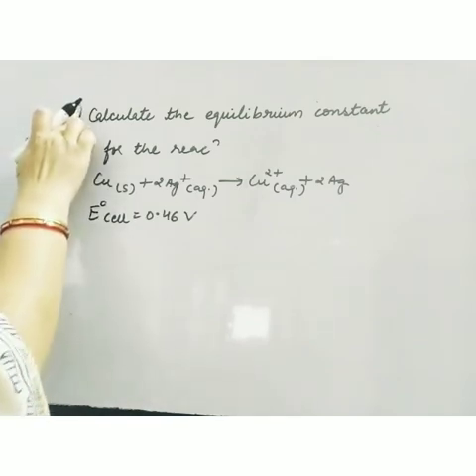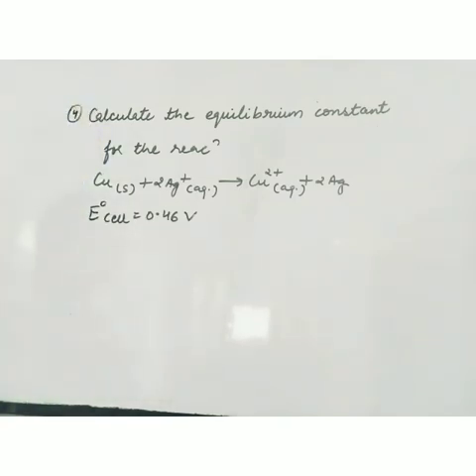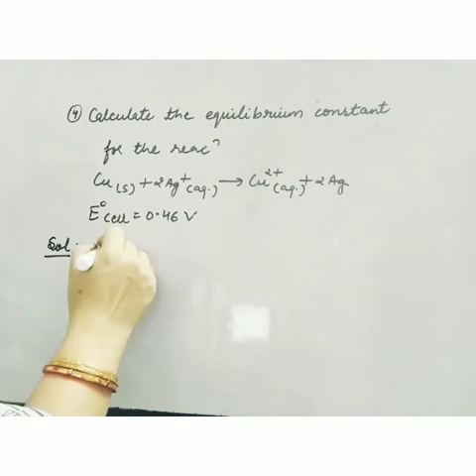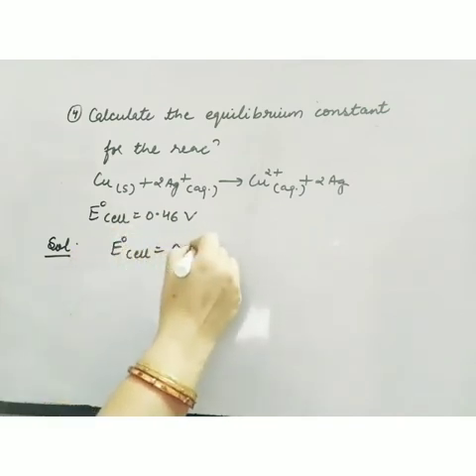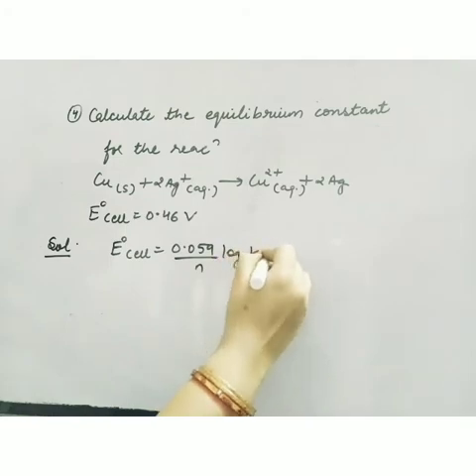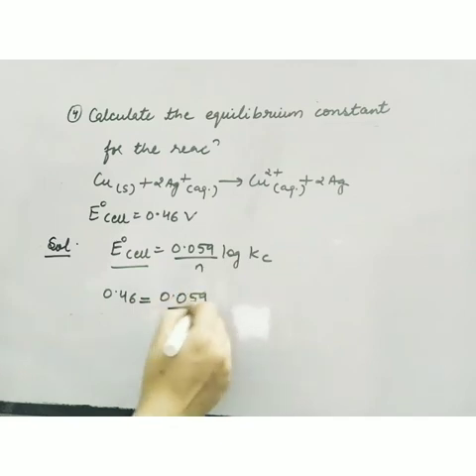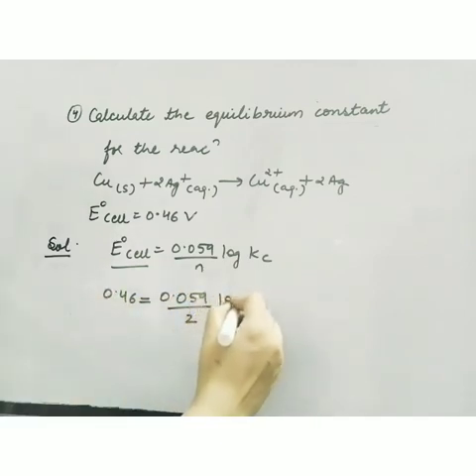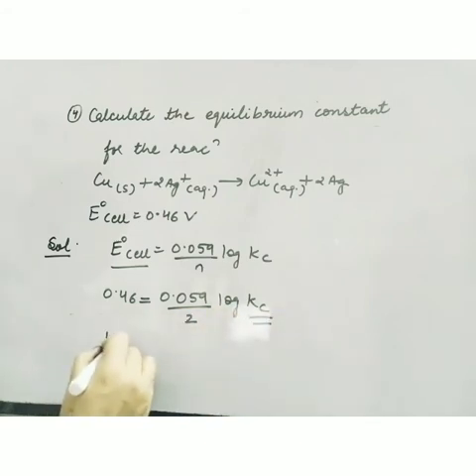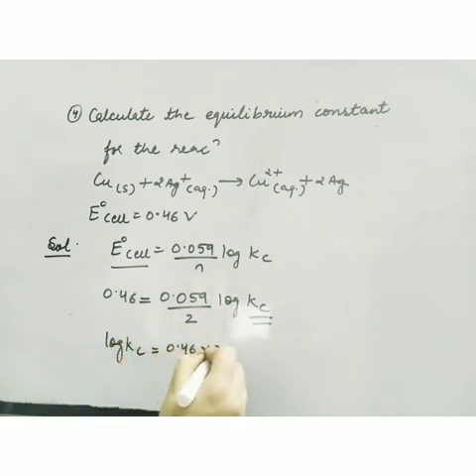Calculate the equilibrium constant for the reaction Cu plus 2Ag plus gives Cu2 plus 2Ag, and for this cell reaction the E0 cell is 0.46 volt. So how to solve this question? First of all, we'll write the formula. The formula is E0 cell is equal to 0.059 upon n log of Kc. Now this is given to us, 0.46, 0.059. Now what is the charge? It is 2 here, log of Kc. So again we have to find out Kc. So log of Kc is equal to 0.46 into 2 upon 0.059. We'll solve this and this value will be 15.59.